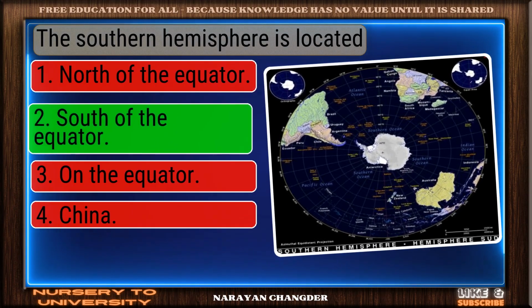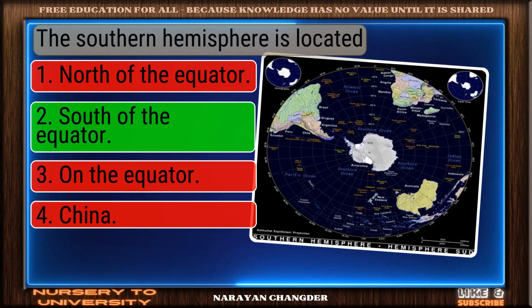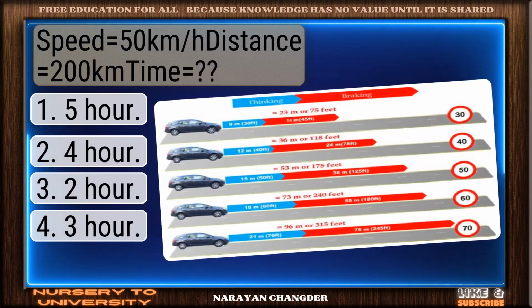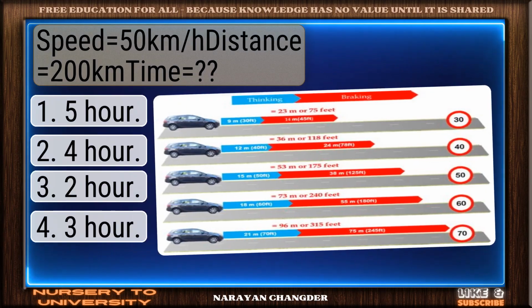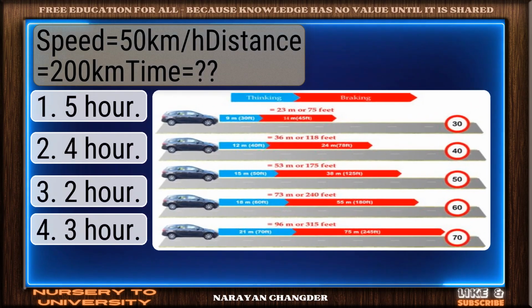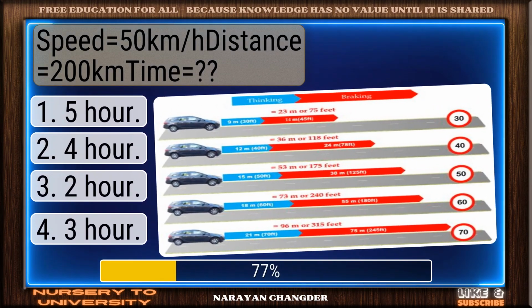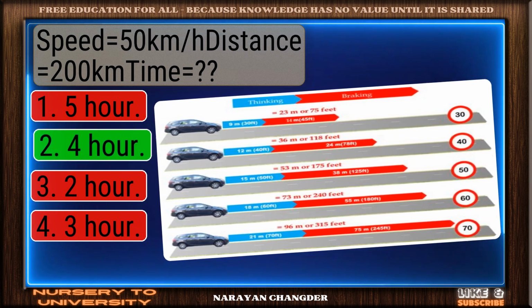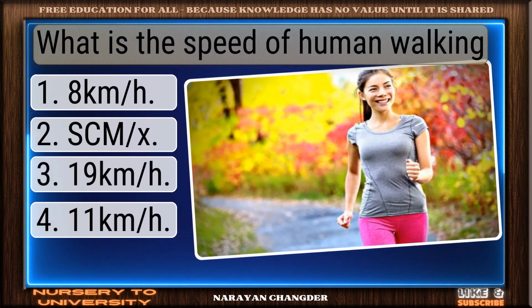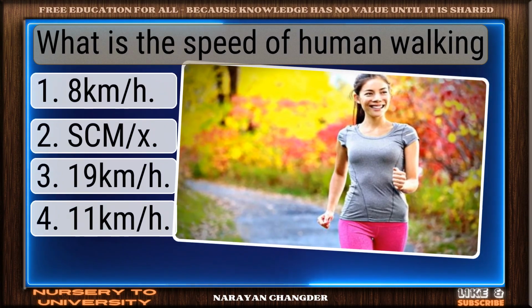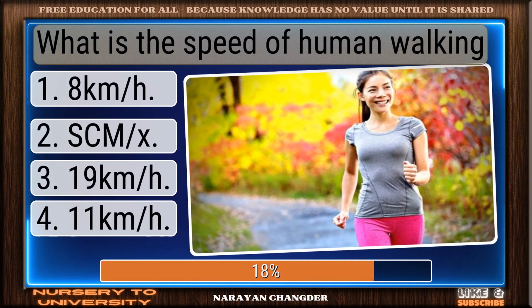Solid response. South of the equator is a valid choice. Question number 164. Speed equal to 50 km, distance equal to 200 km, time equal to? Nice work. You chose 4 hours, and it is correct. Question number 165. What is the speed of human walking?